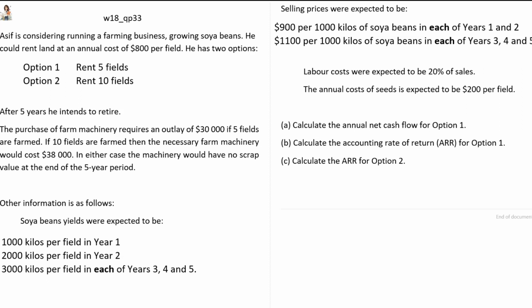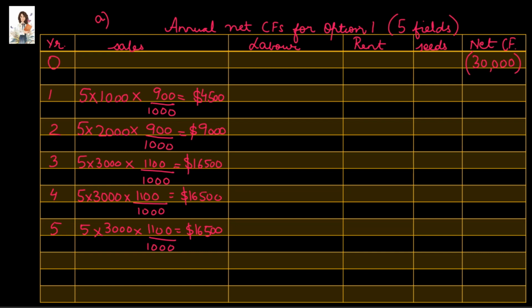Next, we have been told that labor costs were expected to be 20% of sales. Therefore, labor costs for year 1 will be 4,500 into 20%, that is $900, and it is an outflow, therefore it will be in brackets. Similarly, labor costs for year 2 will be $9,000 into 20%, that is $1,800 negative. Labor costs for year 3, 4 and 5 will be $16,500 into 20%, that is $3,300 negative.